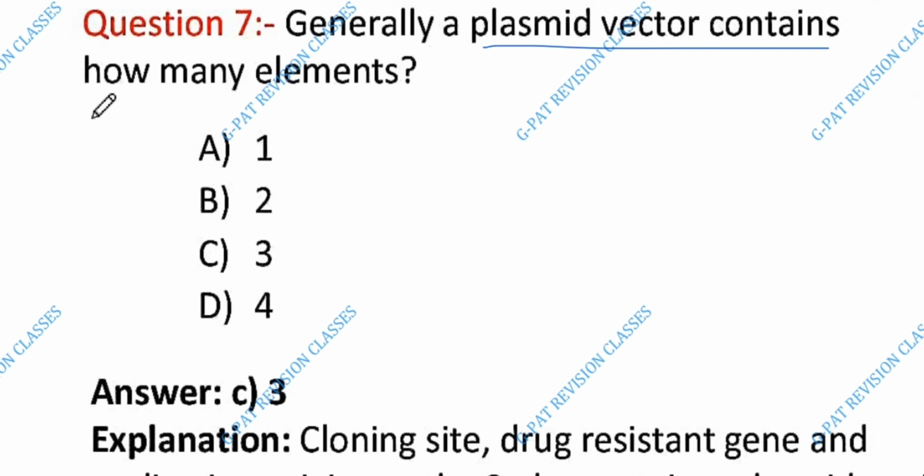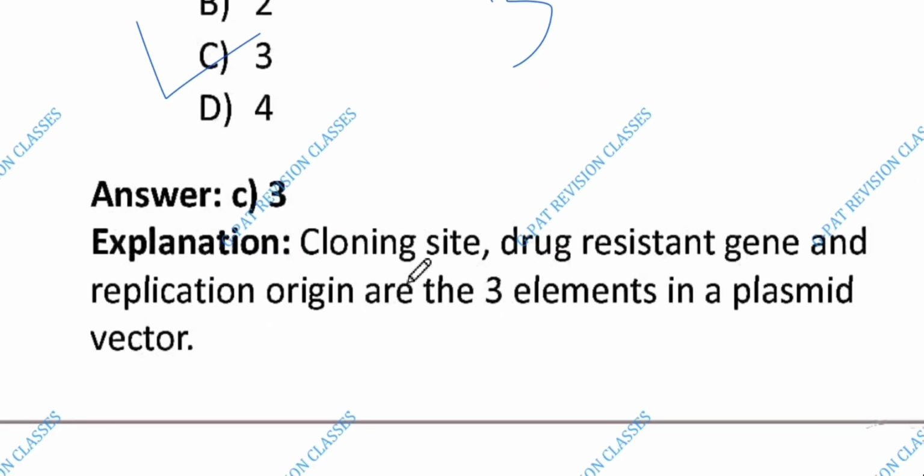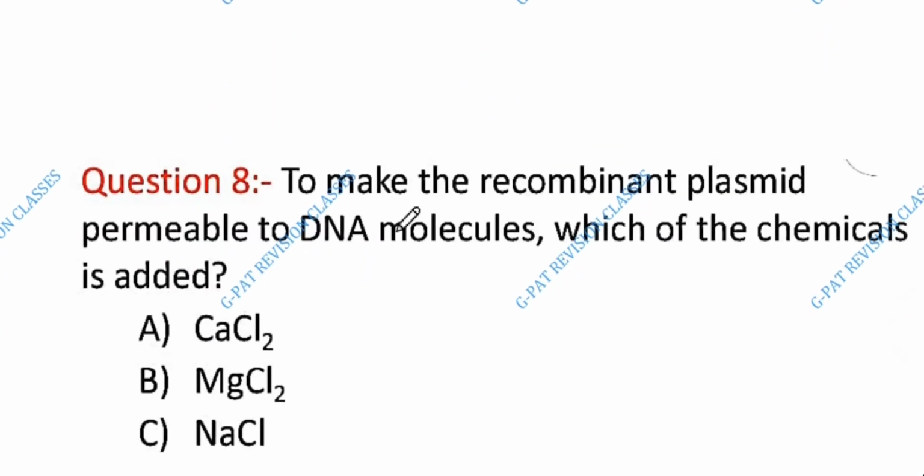Generally, a plasmid vector contains how many elements? The answer is C, 3 elements. Okay. Next is explanation: cloning site, drug resistance gene and replication origin are the 3 elements in the plasmid vector. Okay. Next is 8 question number.